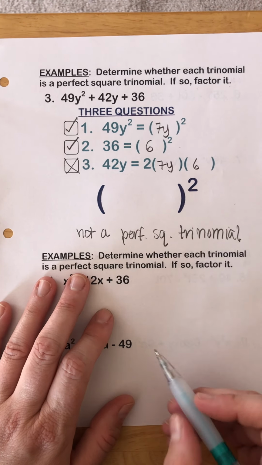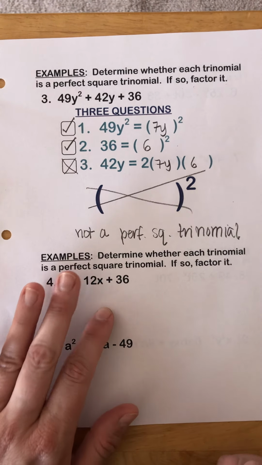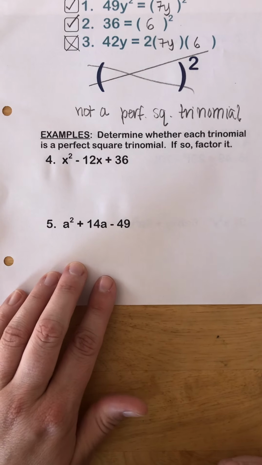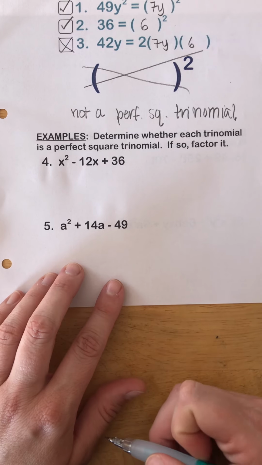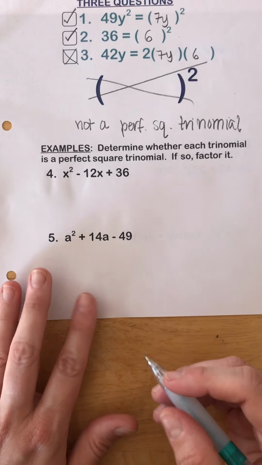And so since this one is not, we are donezo. Okay, example 4. Determine whether it's a perfect square trinomial and factor it. So we're going through those questions.